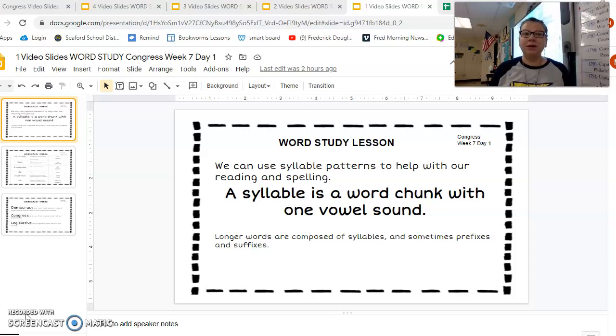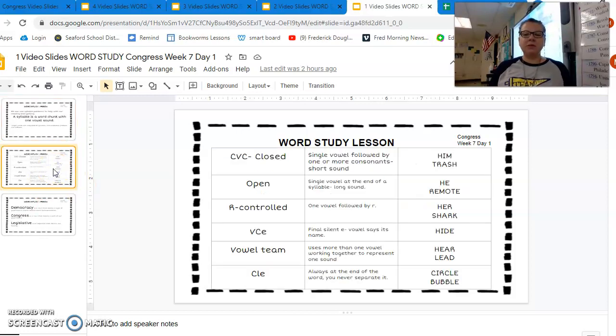A prefix is a word part that goes at the beginning of the word, and the suffix is the word part that goes at the end of the word. So let's review our syllable types.